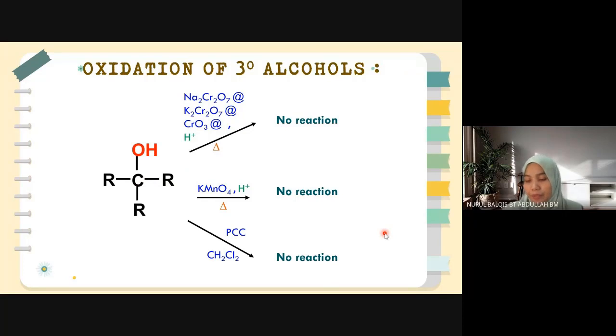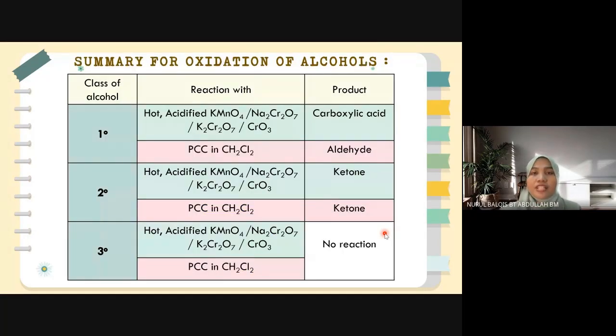Right, so summary of oxidations of alcohol. For primary, we separate into strong and mild. If strong, we get carboxylic acid; if mild, we get aldehyde. For secondary, both give ketone. Tertiary gives no reaction.